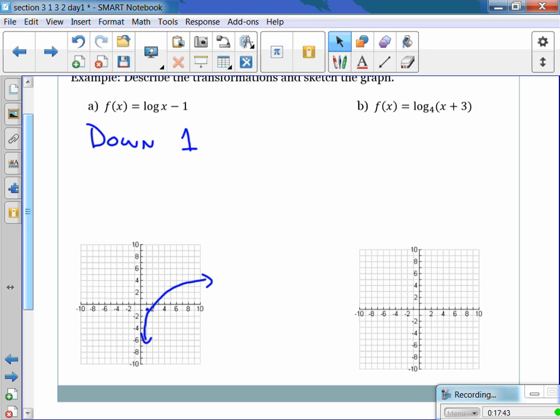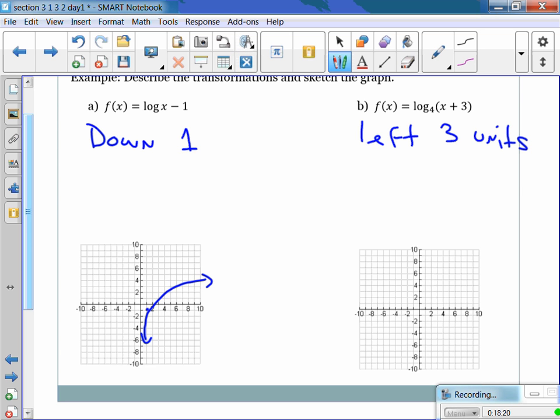So here we have f of x equals log base 4 of x plus 3. What type of transformations do we have here? That's 3 units. Anything else? Oh, that's it, folks. The 4 is just your base. All right. Log base 4. So all we have here is a shift to the left by 3 units.